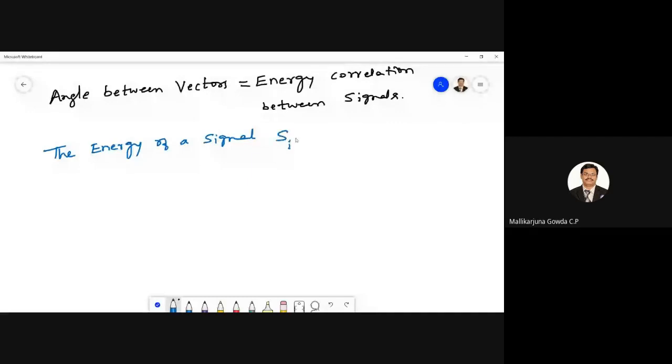Let me consider the signal s_i(t). I want to find the energy of the signal s_i(t). This signal exists over an interval of duration T seconds.